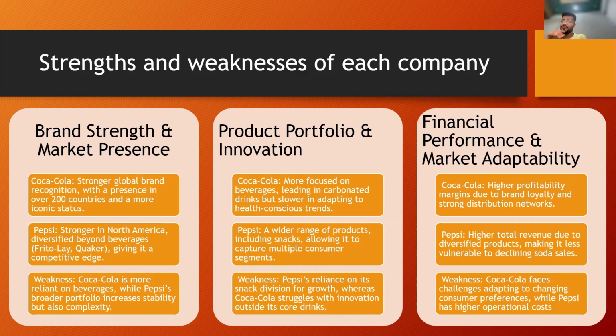Third, financial performance and market adaptability. Coca-Cola, higher profitability margins due to brand loyalty and strong distribution networks. For Pepsi, higher total revenue due to diversified products, making it less vulnerable to declining soda sales. So if we talk about weakness, Coca-Cola faces challenges adapting to changing consumer preferences, while Pepsi has higher operational costs.